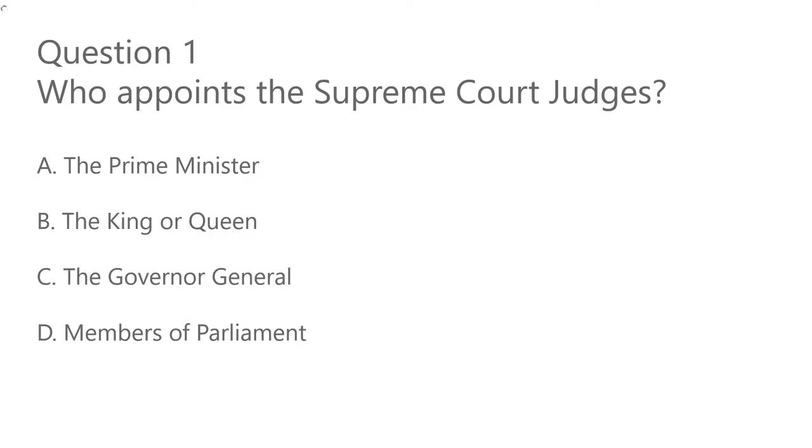Question 1. Who appoints the Supreme Court judges? A. The Prime Minister. B. The King or Queen. C. The Governor General. D. Members of Parliament. Correct answer is C. The Governor General. Discover Canada Study Guide, page 29.